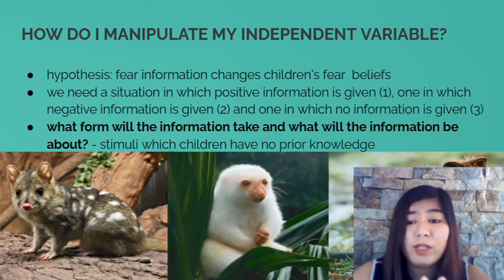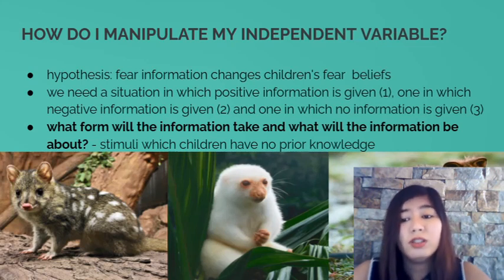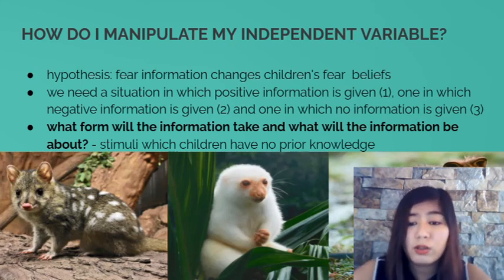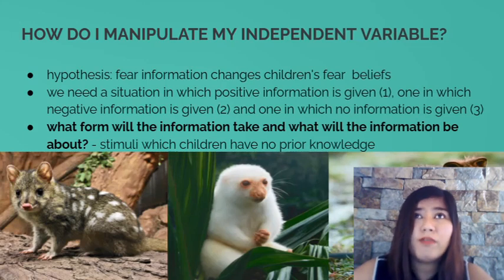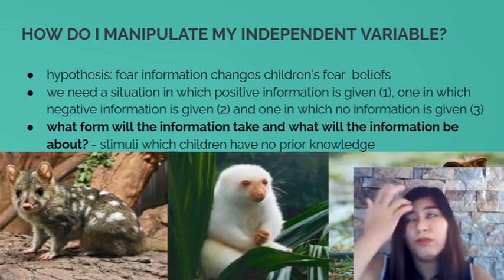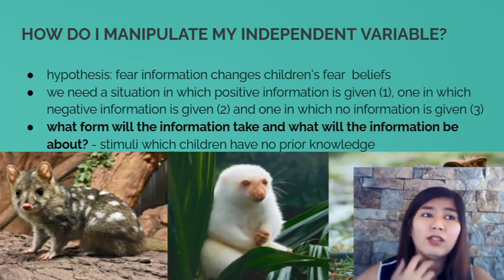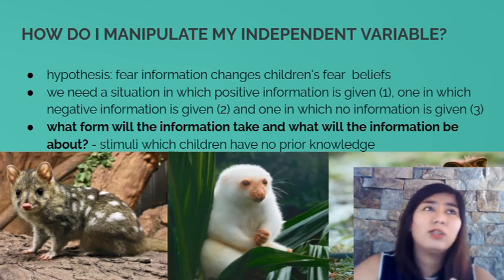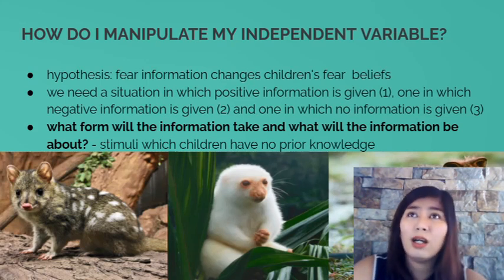Okay, so moving forward in manipulating the independent variable, the author's topic has something to do with how fear information changes children's fear beliefs. So again, the independent variable here is the fear information, and what the author can do is manipulate this fear information. He thought, what kind of animal can we work on for children? At first he thought, how about mythical creatures? That could be the case. However, it's not ecologically valid. It does not reflect the real world.